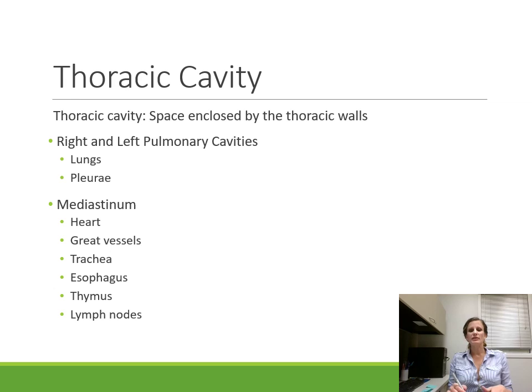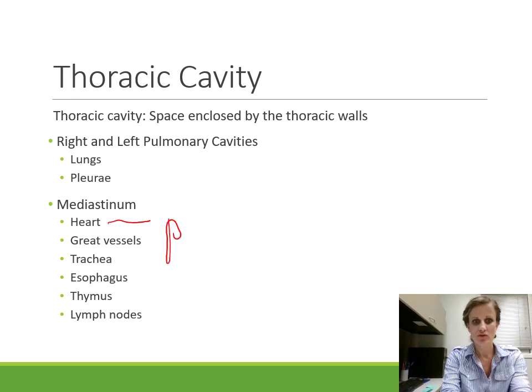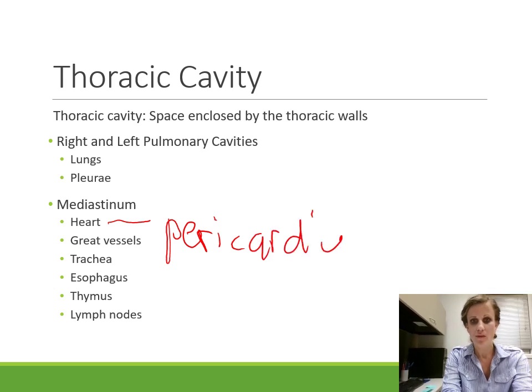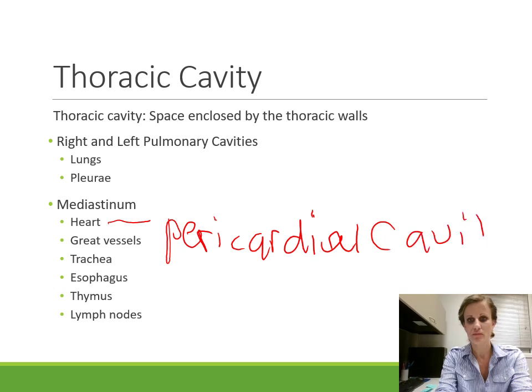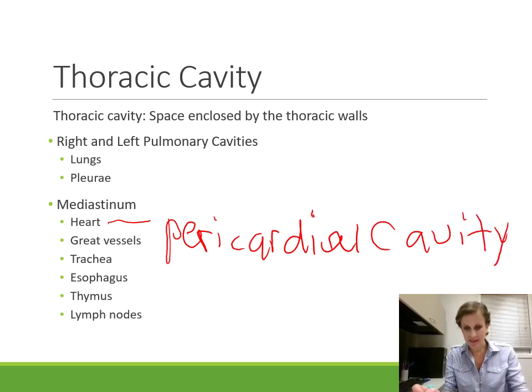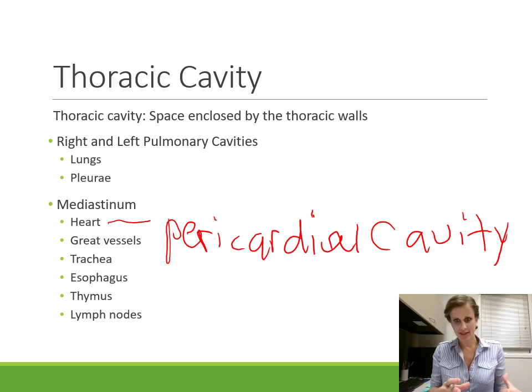In between the right and left pulmonary cavities, we have a region that we refer to as the mediastinum, right? Think medial, in the middle. The mediastinum contains the heart, which remember is surrounded by the pericardium. So the heart is in the pericardial cavity. And this is in the inferior portion of the mediastinum.